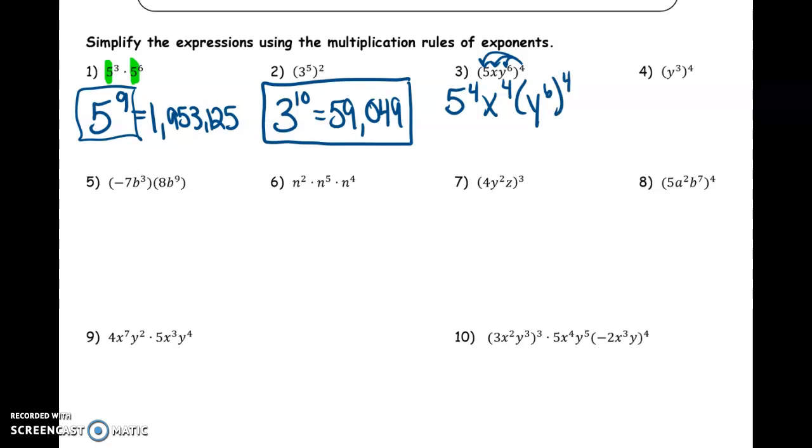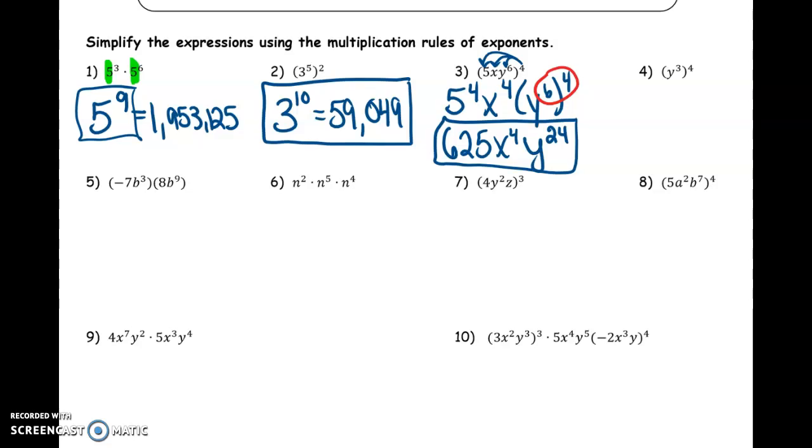I'm going to keep simplifying. So 5 to the 4th is going to be 625. And I have x to the 4th. And here now, and this is where the examples start to get a little fun, we have another one of our rules. So when we distribute that exponent, we now have the power of a power, so we're going to multiply. So that will give us y to the 24th. And there's my final answer, 625 x to the 4th, y to the 24th.